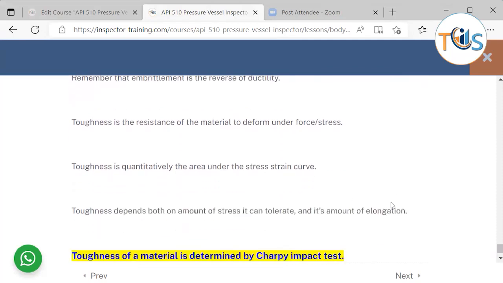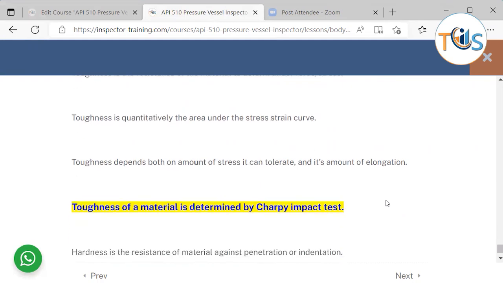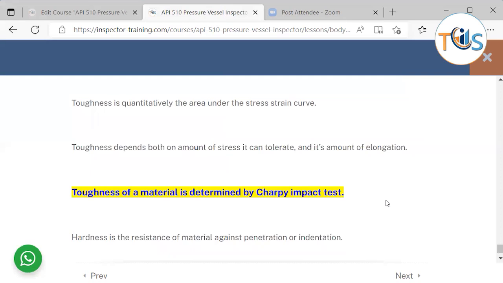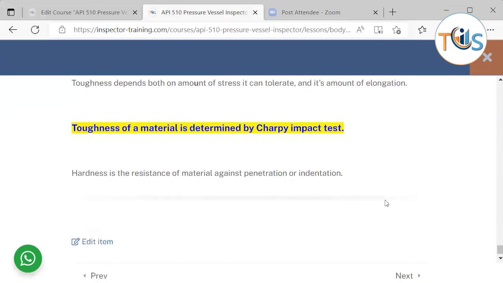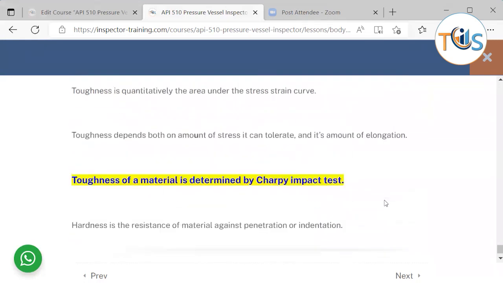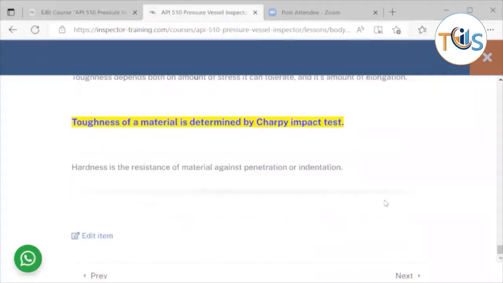And toughness, quantitatively, is the area under the stress-strain curve, and it depends on the amount of stress it can tolerate and its amount of elongation practically. It's determined by the Charpy impact test, the toughness of a material. And hardness is the resistance of a material against penetration or indentation. We will cover them in our next module. That's the end of module 2. Thank you.